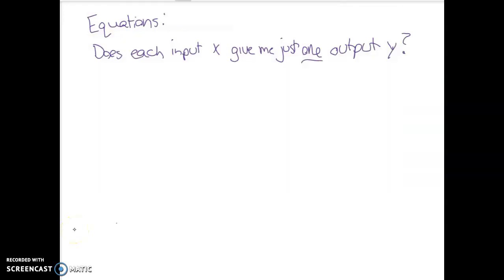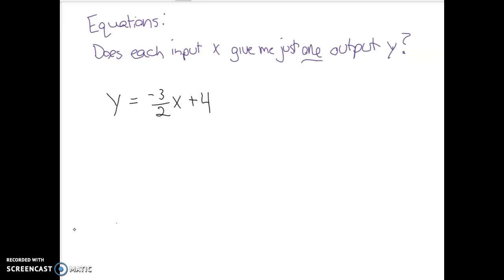We can also work to determine whether equations are functions or just simply a relation. When we have equations, we need to ask ourselves, does each input X give me just one output Y? So if I have an equation like Y equals -3/2 X plus 4, I want to know, is that equation a function or not?